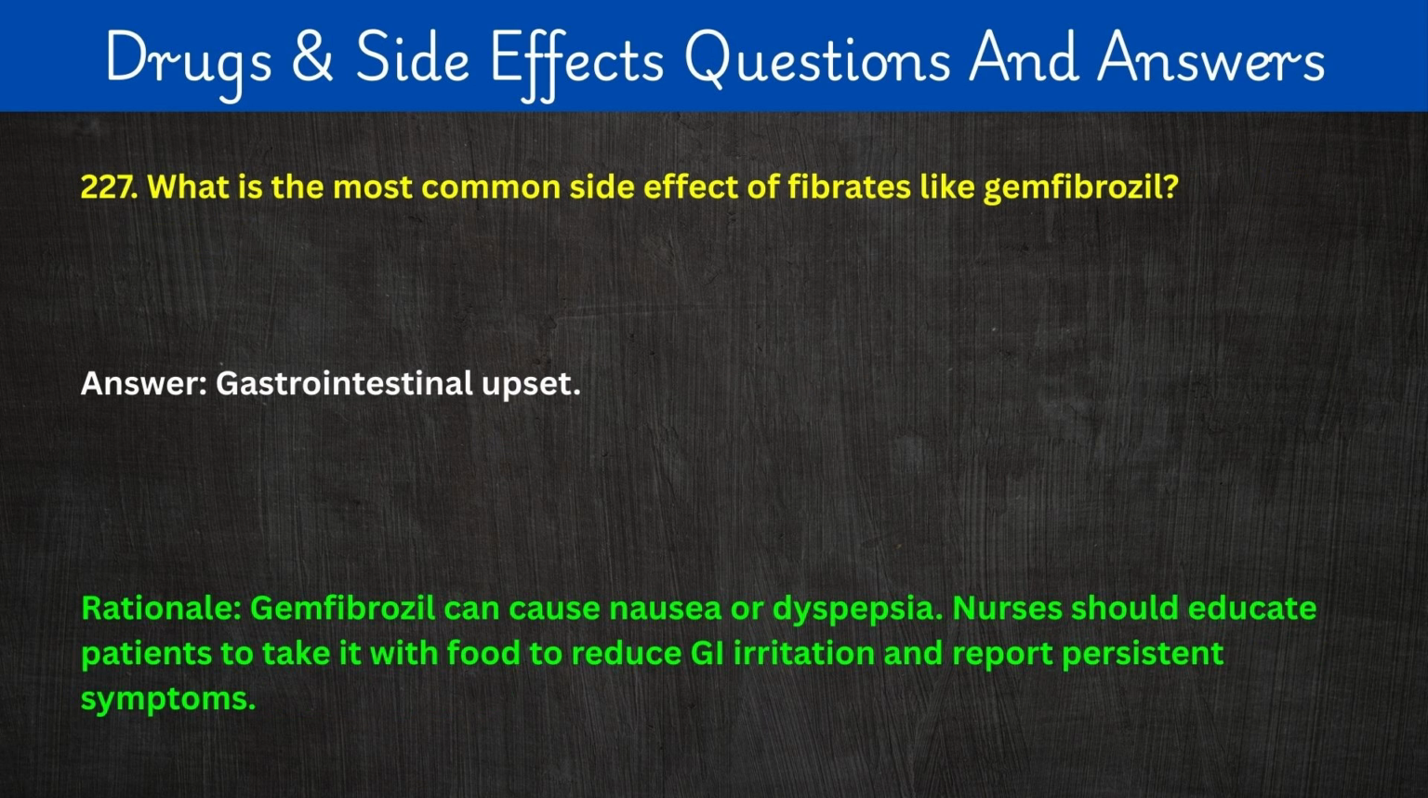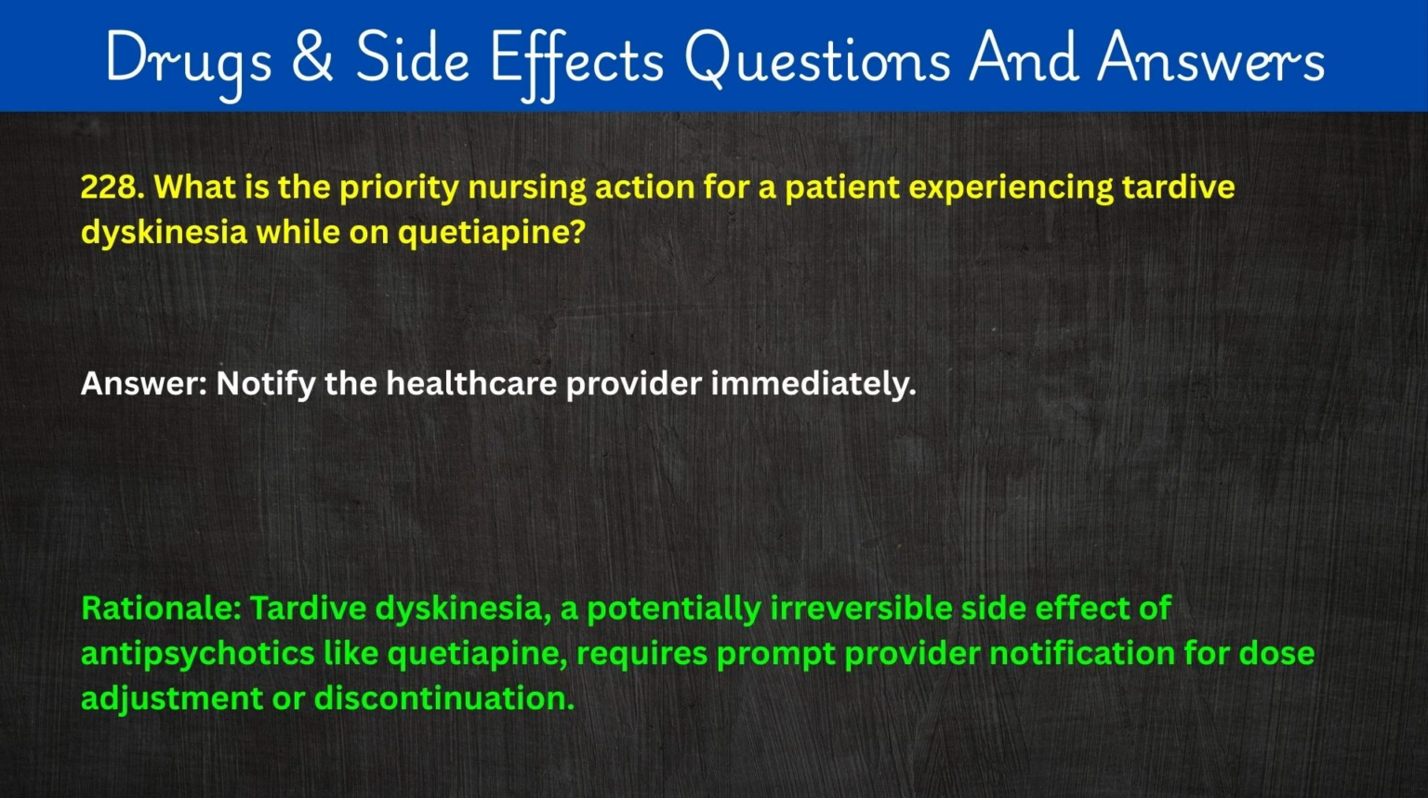227. What is the most common side effect of fibrates like gemfibrozil? Answer: gastrointestinal upset. Rationale: gemfibrozil can cause nausea or dyspepsia. Nurses should educate patients to take it with food to reduce GI irritation and report persistent symptoms.